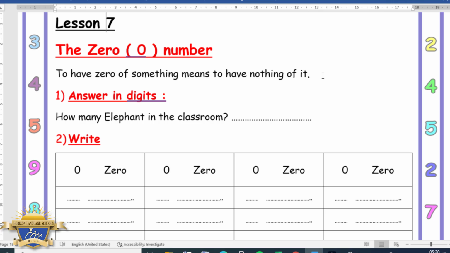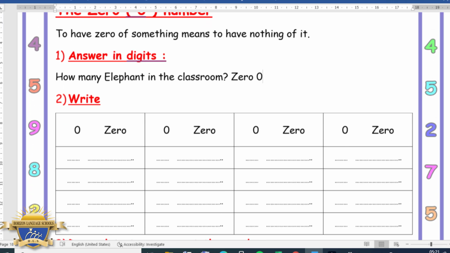Let's see, how many elephants in the classroom? If you are sitting in a classroom, how many elephants will be in it? Of course, there will not be any elephant in the class, so I have zero elephants in the class. I can write it in letters, and also I can write it in digits.